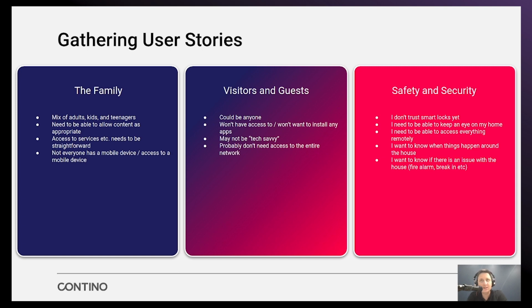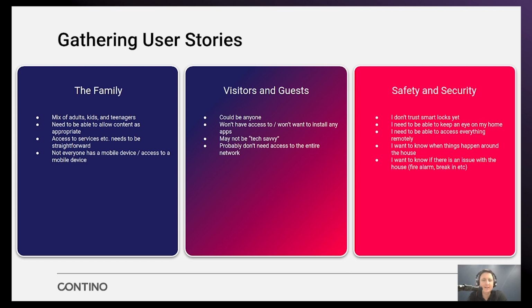So there's a security risk around here. But also they either won't have access to the apps or they won't want to install an app. They may not necessarily be tech savvy. And they certainly don't need access to the entire network. It's very unlikely that if I gave a builder, for example, access to the Wi-Fi so that they could listen to music, they would need access to the printer as well. So we need to start taking that into account.